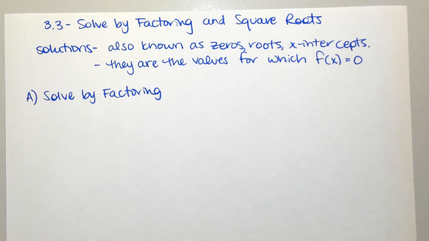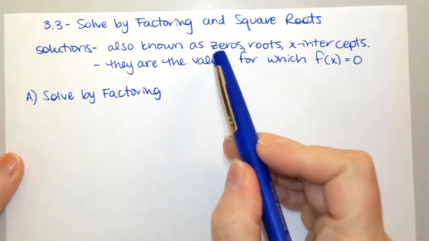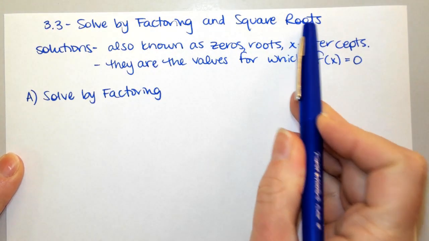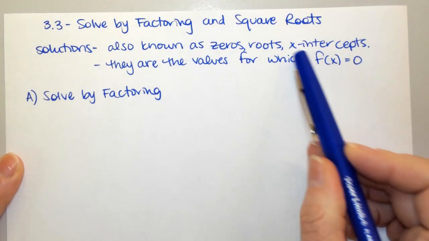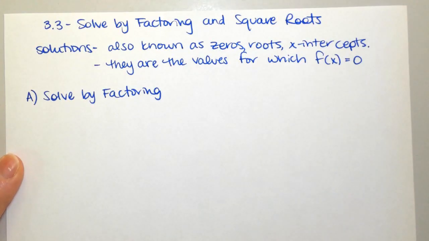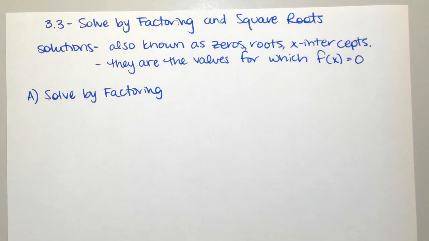So solutions have a lot of different names. They're also called zeros. They're called roots because we can use square roots to solve for them. And if you look at them on a graph, they're x-intercepts. Those words get used interchangeably a lot on things like an SAT.